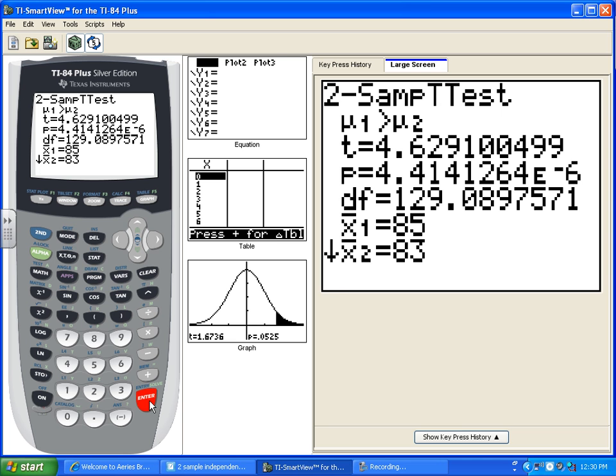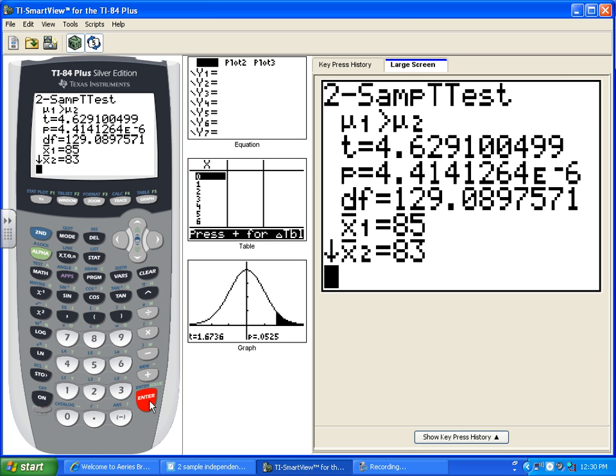And we've got a T statistic of 4.6. Okay? And now look at the degrees of freedom. Notice that it gives you that decimal with the degrees of freedom. It's 129.08. What did I say about truncating?